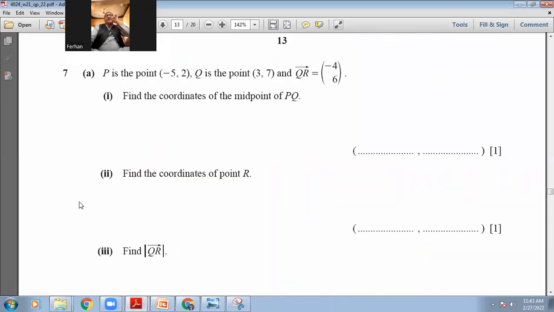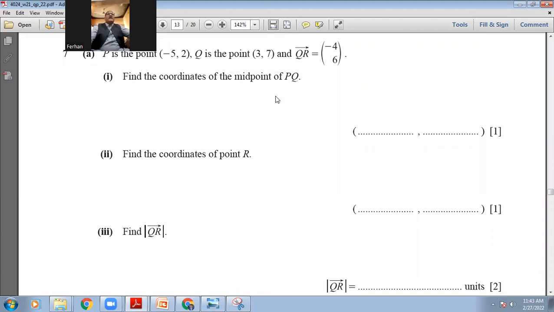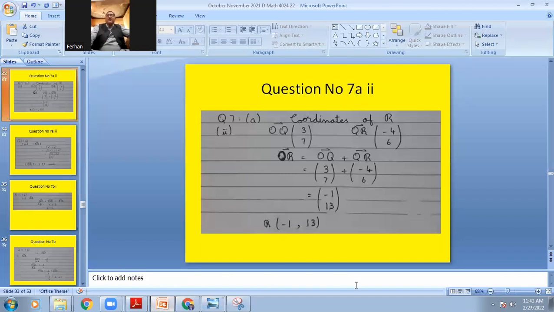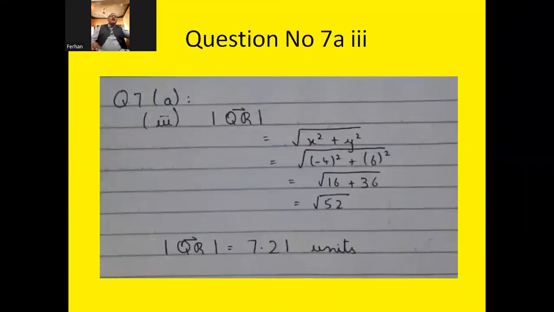Then he says, find the magnitude of QR. It's a 2 marks question. I know the column vector for QR is (-4, 6), and they want me to find the magnitude of QR. Very simple. The formula for the magnitude of QR is the square root of x squared plus y squared. So you will have (-4) squared plus 6 squared.